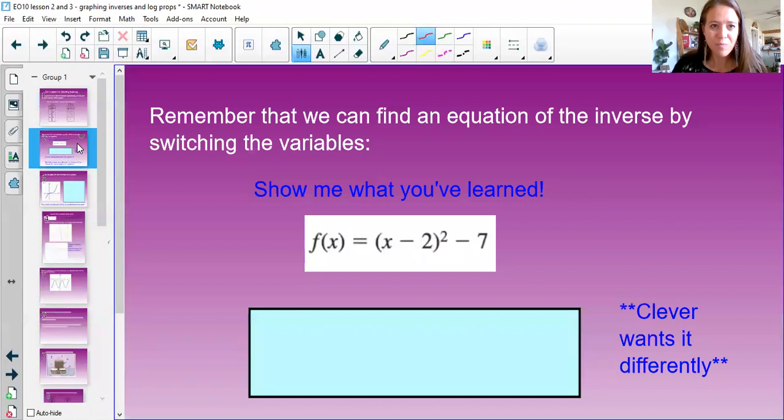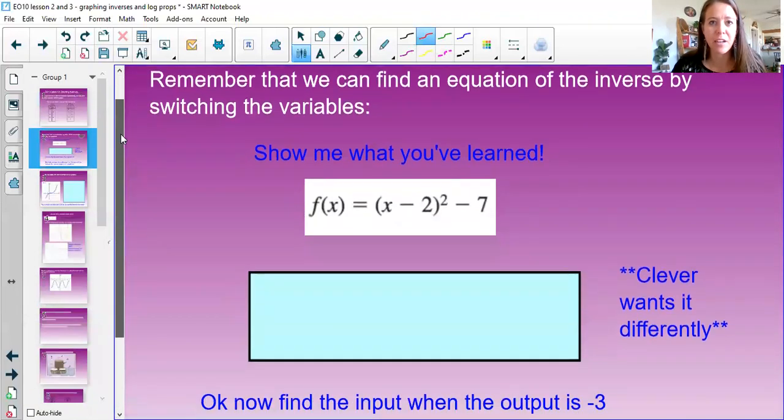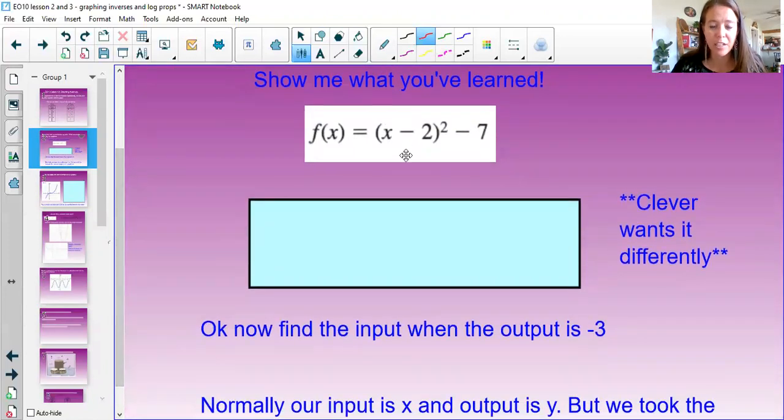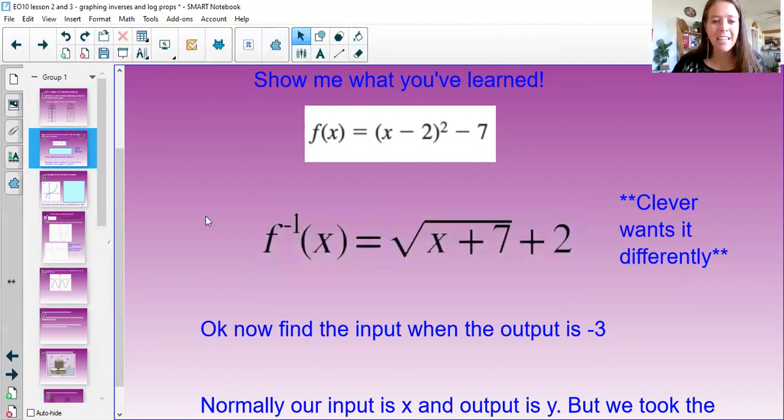All right. Well, we also talked about how we can find the equation of an inverse by switching the variables. So if we are given this function f(x) = (x - 2)^2 - 7, what is the inverse function? Again, I want you to pause your video and try your hand at this. Okay, let's see how you did. I got the inverse of f is the square root of (x + 7) + 2.